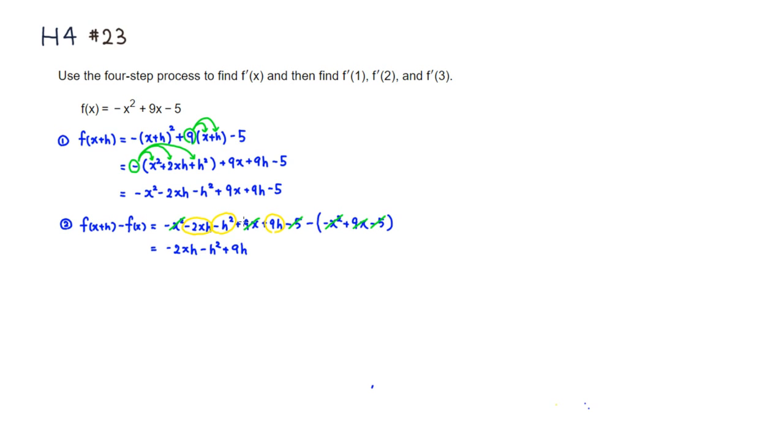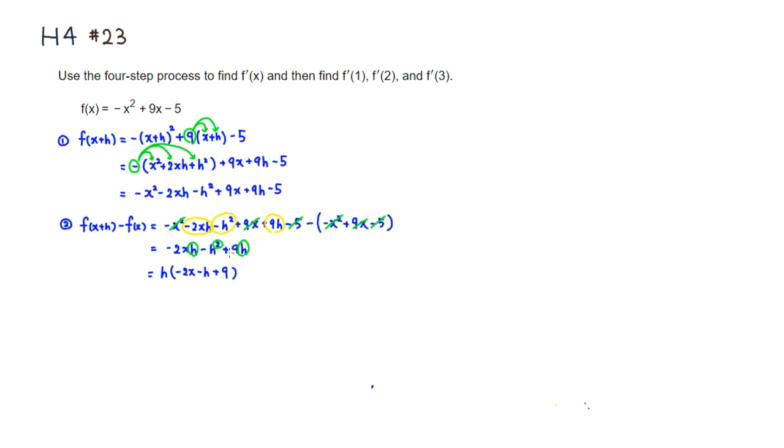One more thing that we can do is factor out h. You can see that there is an h in common in all 3 terms. So by factoring out h, we get h times, what's left from the first term would be negative 2x. From the second term, you have another h, so negative h. You have plus 9.